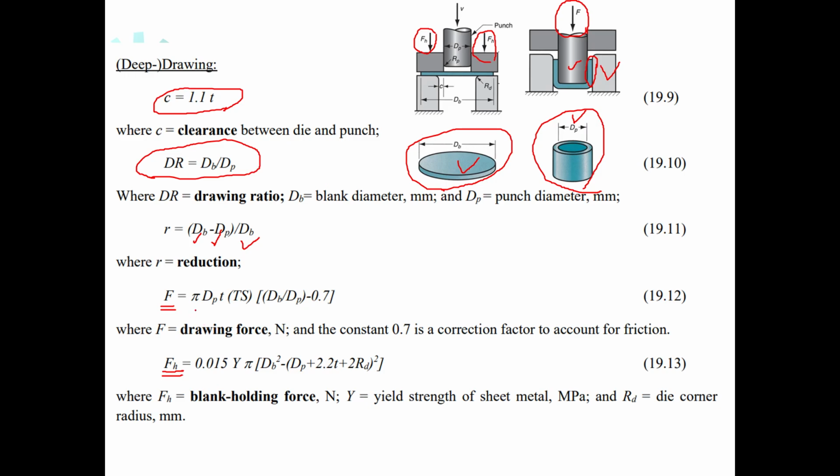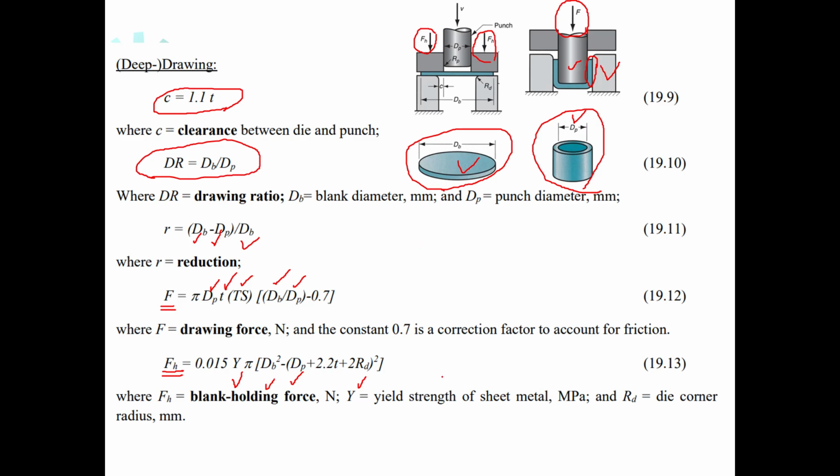Well, in the equation for force, we have got dP, which is the punch diameter, T is thickness, TS stands for tensile strength, dB is the blank diameter, dP is the punch diameter, and 0.7 is a correction factor for friction. For holding force, we have got yield strength, Y, dB we know what it is, dP we know what it is, and RD is the radius of the die.